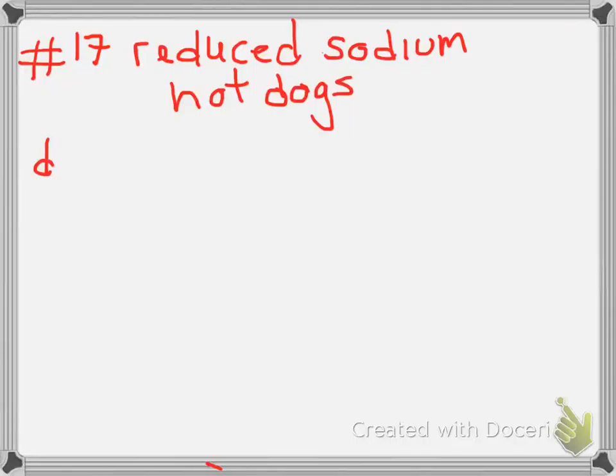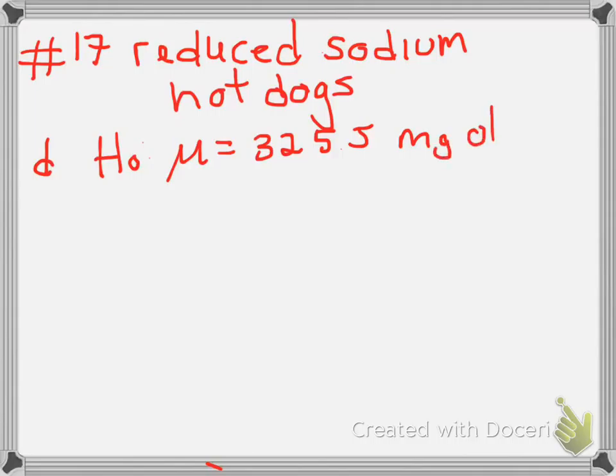All right, so I'm going to do 17D, which talks about that a reduced sodium hot dog is at least 30% less than its regular counterpart. So what I did is I did 765 times 0.7, so that's how I get 30% less, and I got 325.5. So that is what my H0 is going to be. Mu is equal to 325.5, and that's milligrams of sodium.